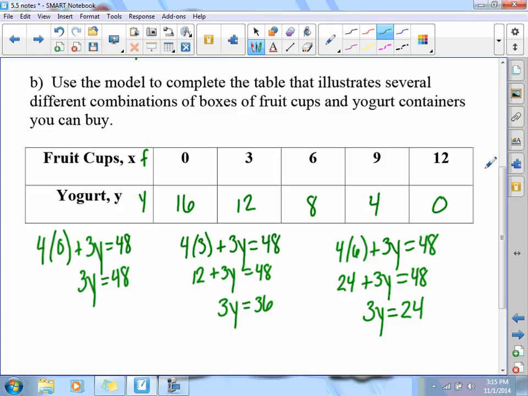But again, what this means is if you bought 0 fruit cups, you could buy 16 boxes of yogurt and still not go over budget. Or if you got 3 boxes of fruit cups, you could still get 12 boxes of yogurt. If you did 6 and 8, that's a little more even. Or if you want a lot of fruit, you could buy 9 boxes of the fruit and get 4 boxes of the yogurt. Or if you just want all fruit and no yogurt, then you'd have to buy 12 boxes of fruit.